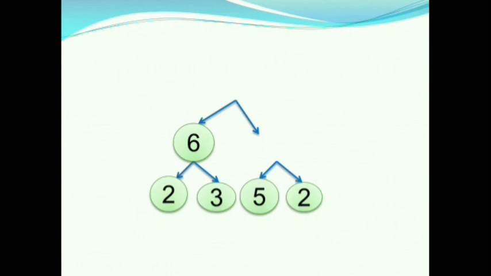Next we have 5 and 2. What is 5 into 2? Yes, 5 into 2 is equals to 10. So we will write 10. Now we got two numbers 6 and 10. What is 6 into 10? Yes, it is 60. So we will write 60. Now our factor tree is completed.